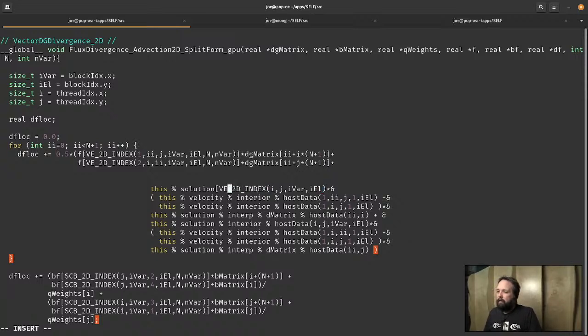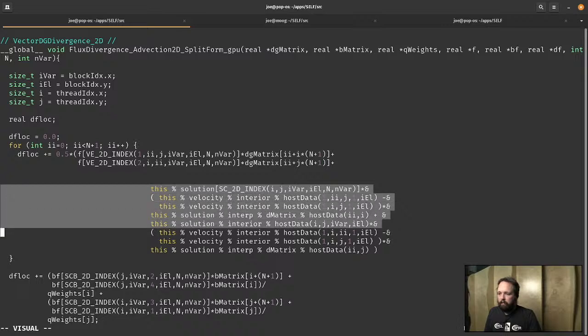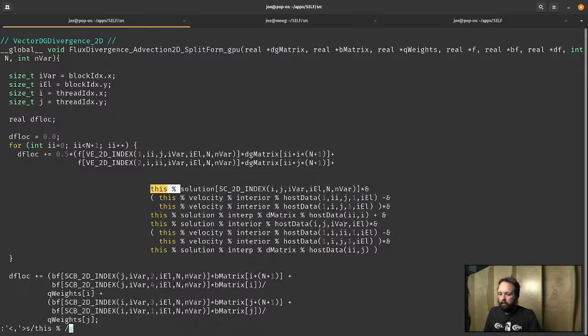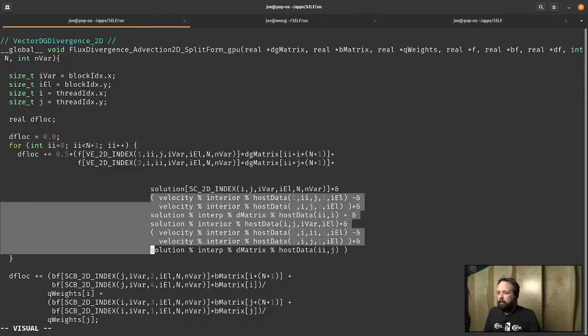What I want is a scalar 2D index. So what you do is you pass in those same ij, ivar, il, and then you just need to pass in the size of these, and boom, you've got solution. So what I'll go ahead and do here is get rid of these percents. Whoops. Let's fix that. Bam, gone. And let's go ahead and get rid of the interior host data stuff.